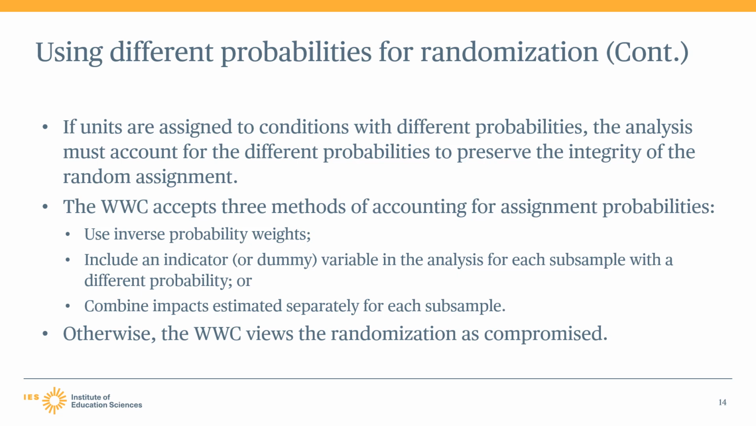Under the third approach, studies can estimate effects separately and combine them later. In the AYP example, the researchers could produce two impact estimates, one for the schools that were making AYP and one for the schools that were not making AYP. Then, they would average those to produce a single impact estimate. Using any of these three approaches would maintain the integrity of a randomization process with different probabilities.